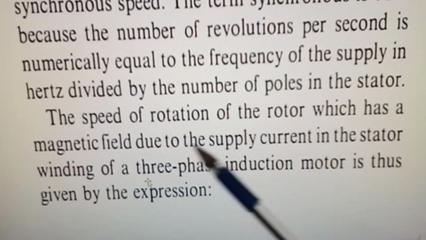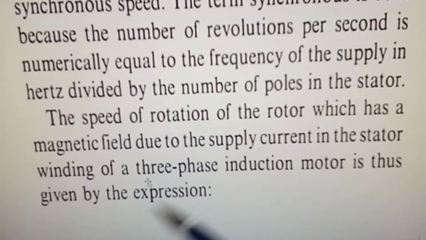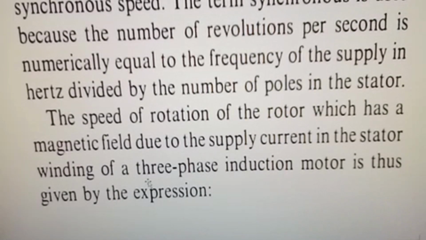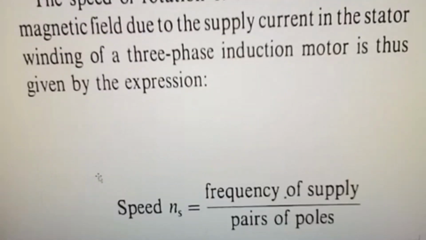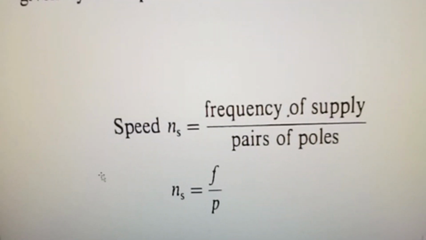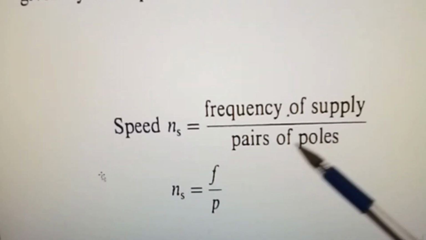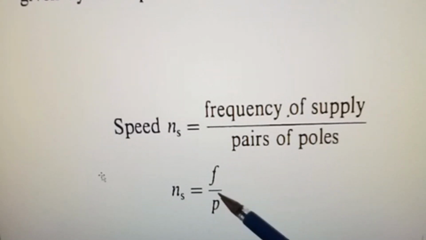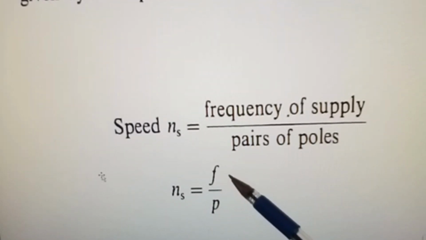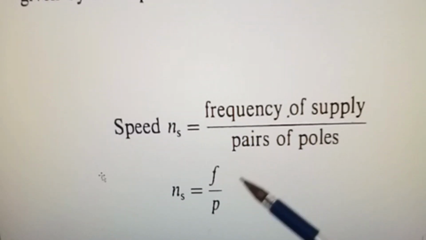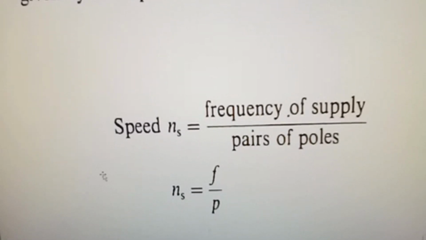Now, the speed of rotation of the magnetic field due to the supply current in the stator winding of a 3-phase induction motor is thus given by the expression ns. Remember, synchronous speed equals frequency of supply over pairs of poles. So ns equals f over p, frequency over poles. So if you have a 50 hertz supply, 50 cycles per second, and you have 3 pairs of poles, then you can do that calculation for yourselves. Then you can show me how it's done.